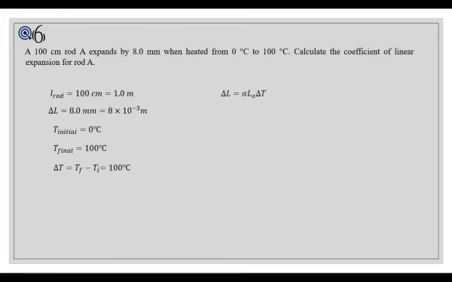Using the linear expansion equation, which is delta L equals alpha L naught delta T, we rearrange the equation and substitute all the data that we have extracted from the question. And finally, the coefficient of linear expansion is 8 times 10 power of negative 5 per Celsius.